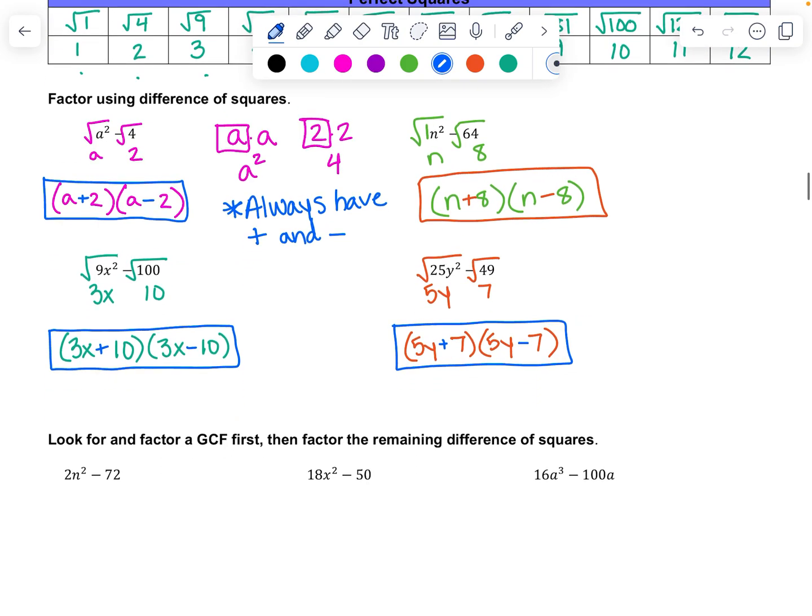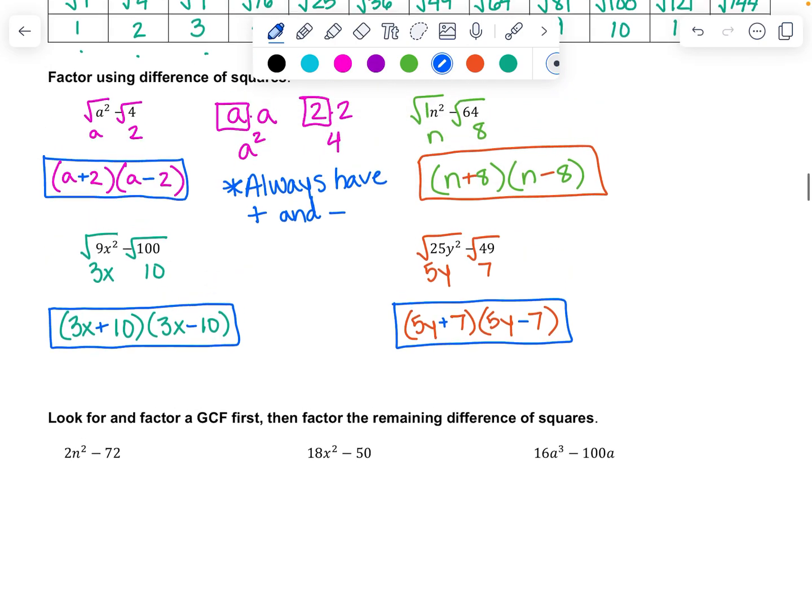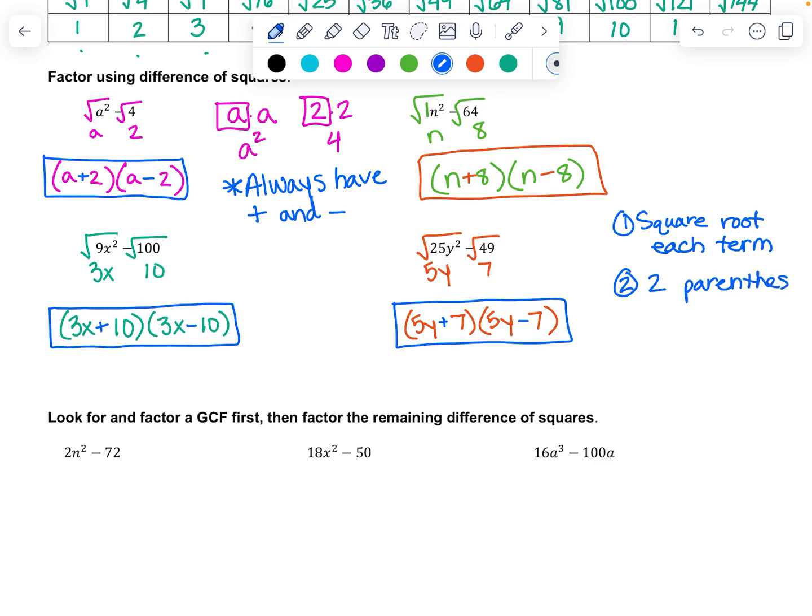Okay, so get that process down. Make some steps if you need. Okay, if it helps you, maybe make a note. Square root each term. Two parentheses. And we need 1 plus, 1 minus. Okay, if having those steps helps, do that.